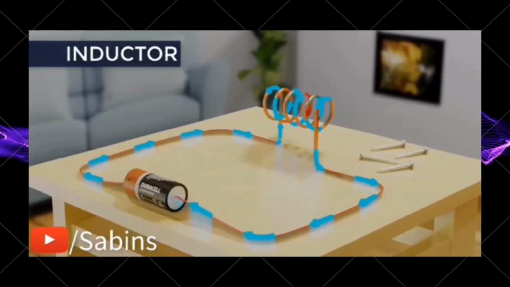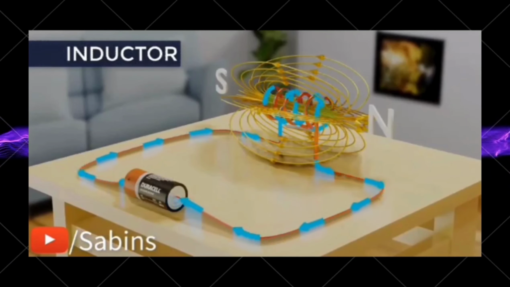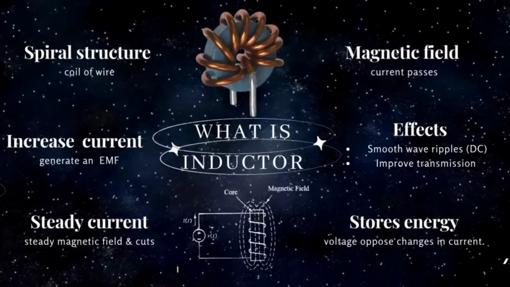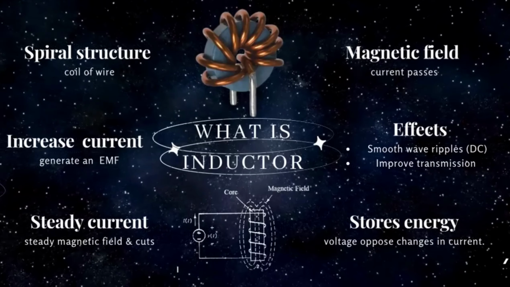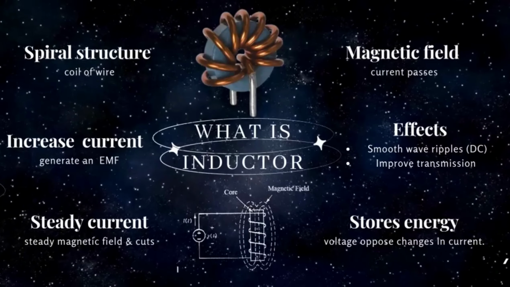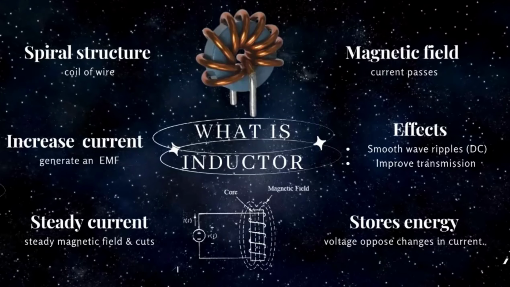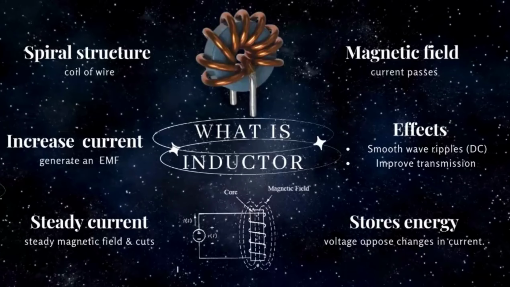As we can see, when we simply connect a DC power supply across it, it acts as a magnet. A steady current through a coil causes a steady magnetic field that cuts the wire. This field stores energy, which produces a voltage that tends to oppose changes in current. Let's take a logical look at the physics behind the inductors.